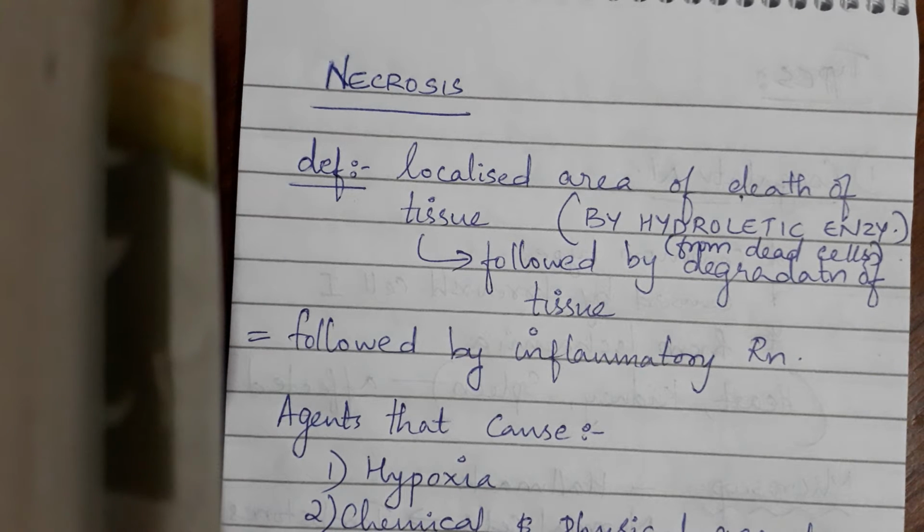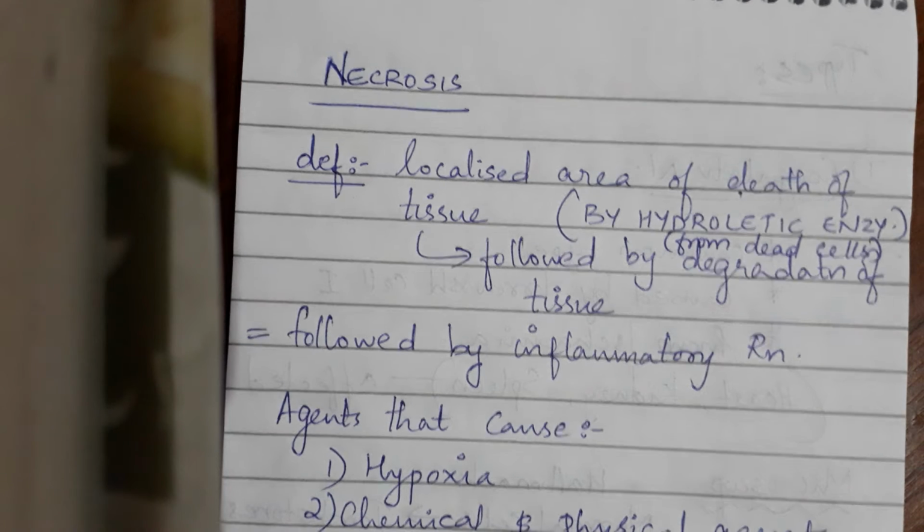From what is it caused? It is caused by hydrolytic enzymes. From where does the hydrolytic enzyme come? It comes from the dead cells, which in turn finally leads to the inflammatory reaction which accompanies it. This will be your definition.